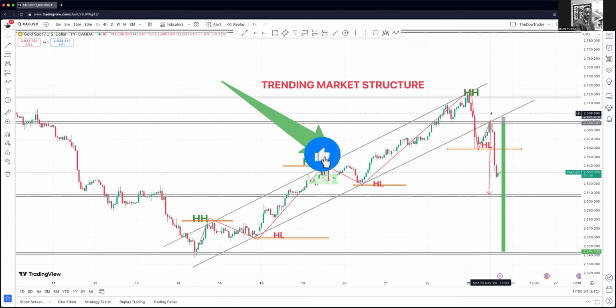So you can try this in your demo account. Don't experiment with real money. Open your demo account, check this channel, watch it, go into your own market structure too, and find out, and you will easily see what the market is doing.